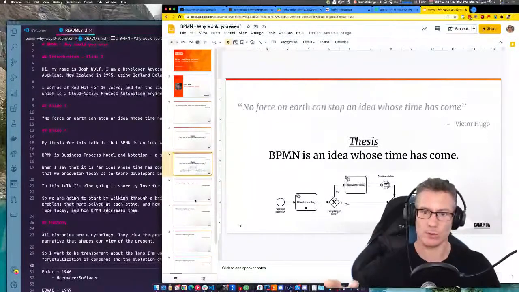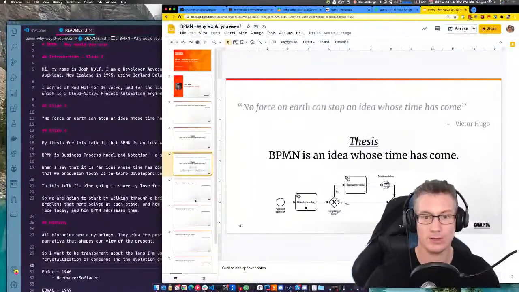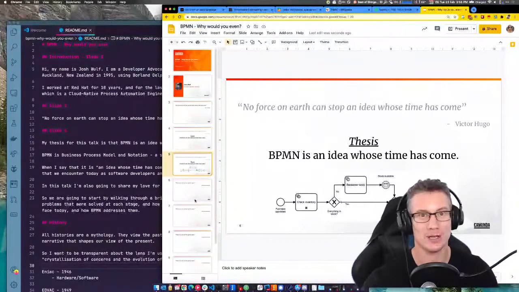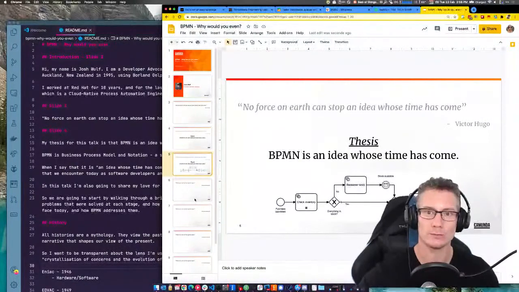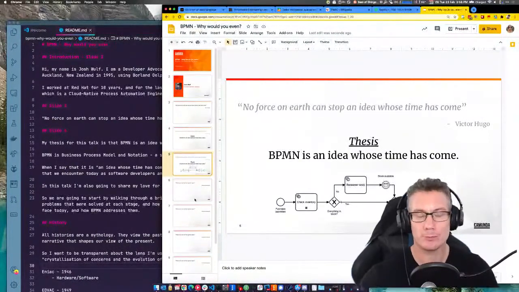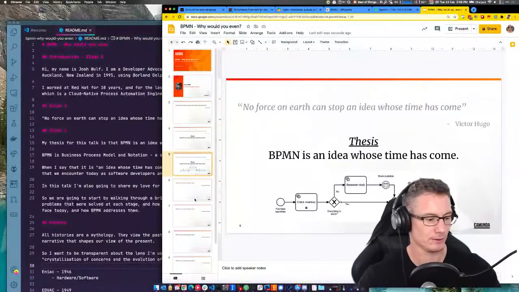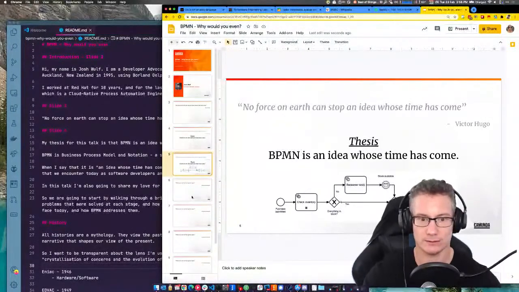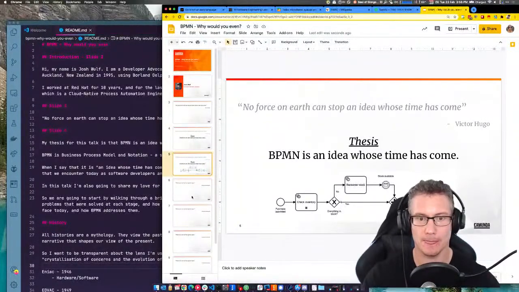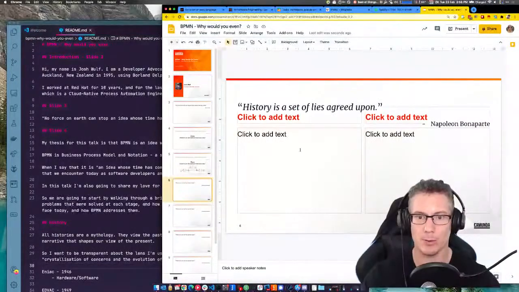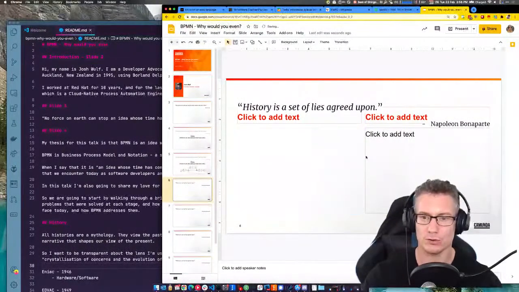And the other thing is that in this talk I'm going to share my love of computing, because I'm a massive nerd and I love computers. We're going to begin with a brief history of computing, which sets the context to build the case. Here's my next quote. It's from Napoleon Bonaparte. History is a set of lies agreed upon. There's another one which is, of course, history is written by the victors.